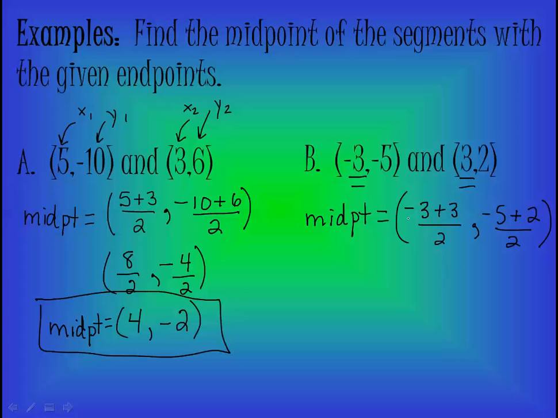So -3 plus 3 is 0. So we have 0 divided by 2, which is 0. We have -5 plus 2, which is -3. And -3 divided by 2 is -1.5. So the midpoint is at 0, -1.5.